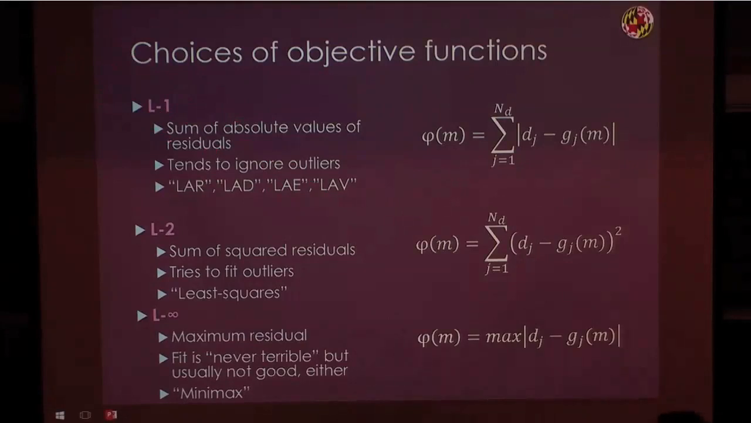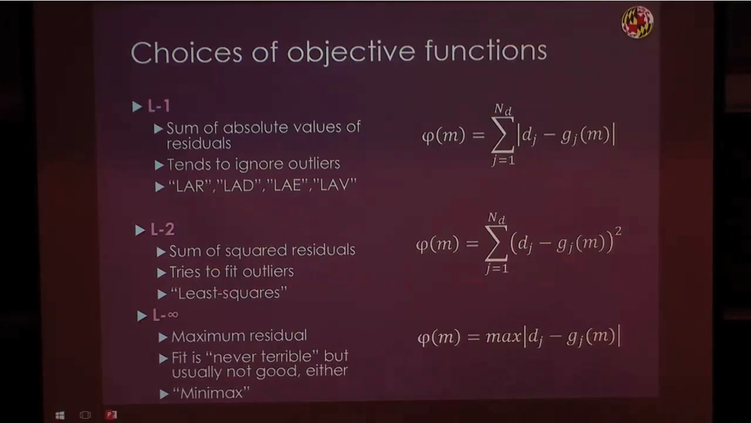So this is another choice that we have to make at the beginning of our inverse problem, is we have to decide what kind of an objective function we are going to minimize. A more commonly used misfit function, we will see in a second why this is the case, is called the L2 objective function. Here, instead of taking the absolute value of the residuals, we actually raise them to the second power.